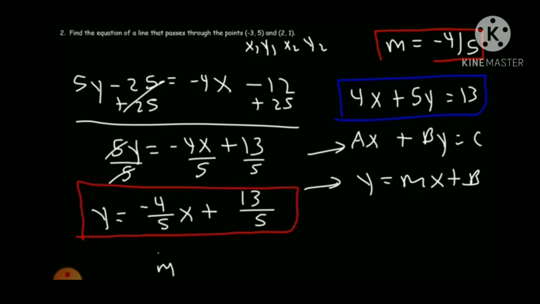So as you can see, m, the slope, is the number in front of x. b, the y-intercept, is 13 over 5. So that's it for this video.